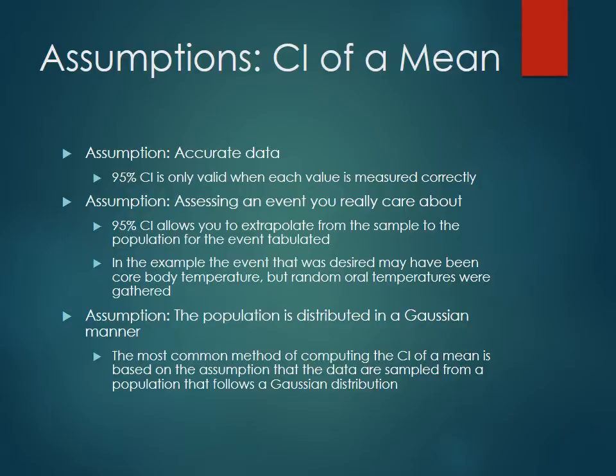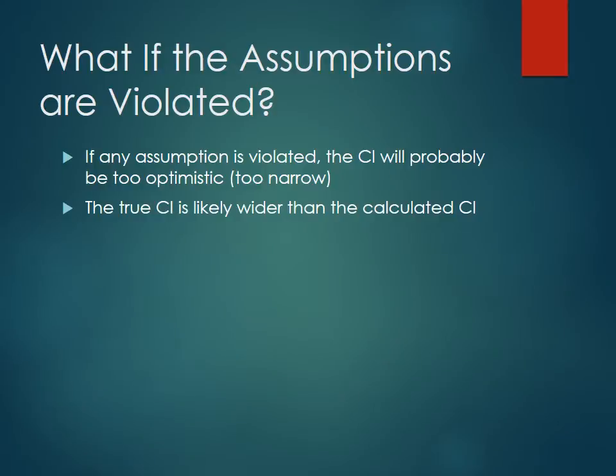Anywho, but again, the assumption is that the data you're pulling from should be Gaussian in nature. Okay, if the assumptions are violated, typically what you're going to see is that the confidence interval will be too optimistic or too narrow. So frequently that means that you might end up getting kind of false positive results, or you might get results that are a little too confident, more confident than they should be. And typically the actual true confidence interval is probably wider than what was actually calculated. So just keep in mind that if your assumptions are being violated, the confidence interval is tending to overestimate and be more confident than it should be.